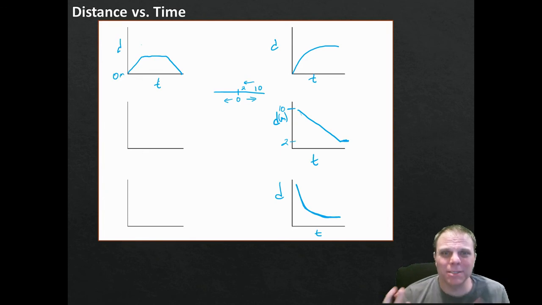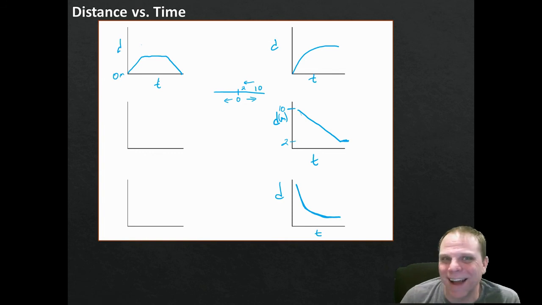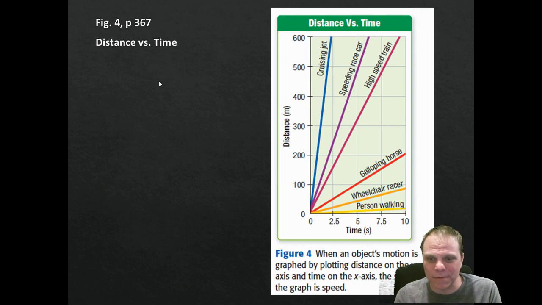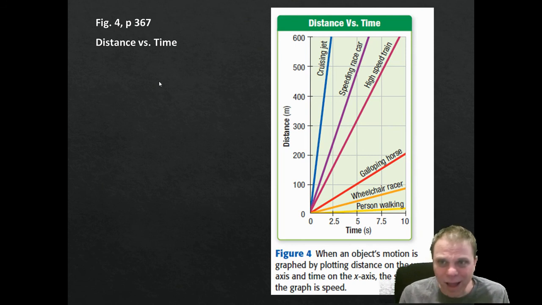So I want you to be able to take motion and put it onto a graph. I want you to be able to take the graph and describe the motion that would make that kind of graph. Okay? Fun stuff, right? All right. So here are a couple different plots of different types of things and how quickly they move.